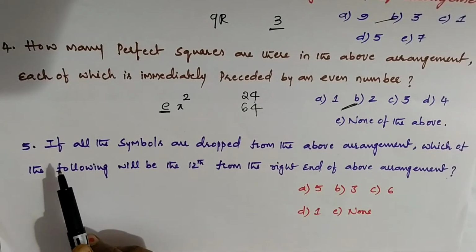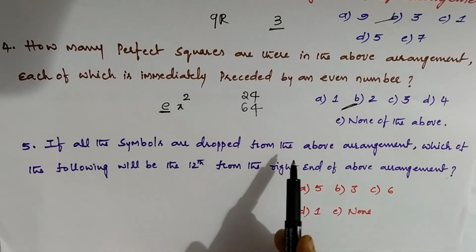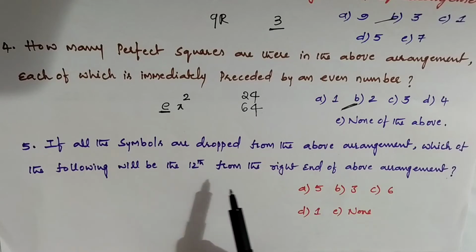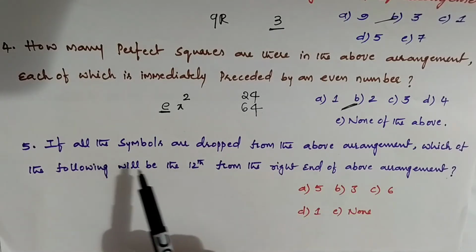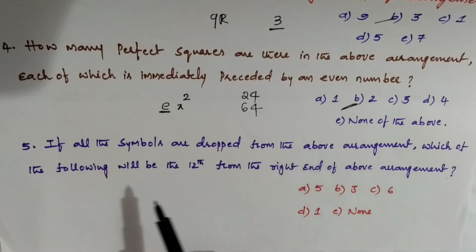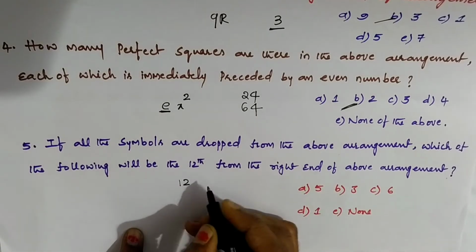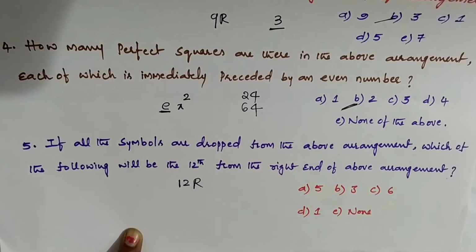Fifth question. If all the symbols are dropped from the above arrangement, which of the following will be the 12th from the right end of the above arrangement? Okay. Symbols will be dropped. Then which of the following will be 12th from the right? We should eliminate the symbols when counting from the right.